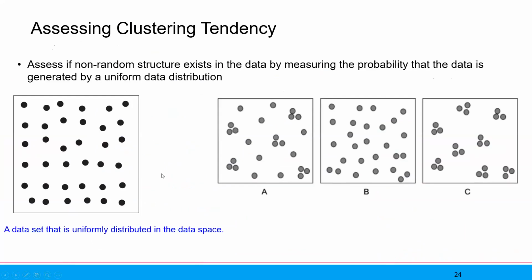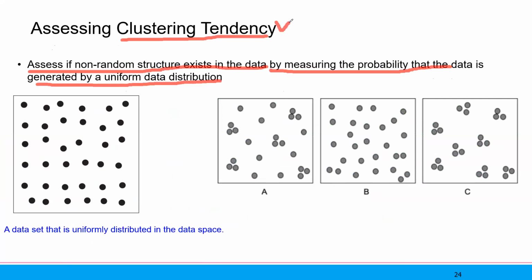So the last chapter in this clustering is about how to evaluate. How to evaluate the clustering is we need to see the clustering tendency. Assess if non-random structure exists in the data by measuring the probability that the data is generated by uniform data distribution. So whenever we have the clustering, we need to see whether there is a tendency of creating the cluster or not.